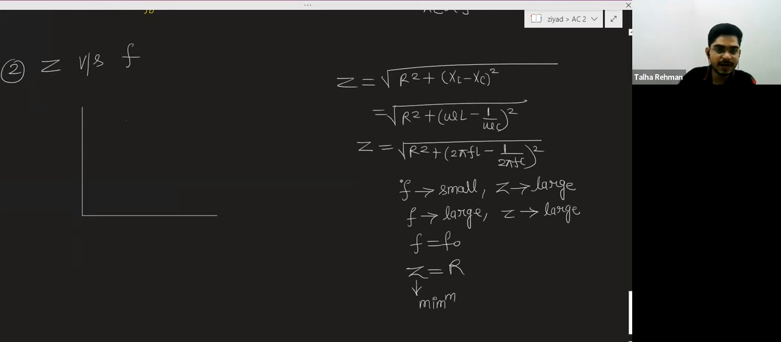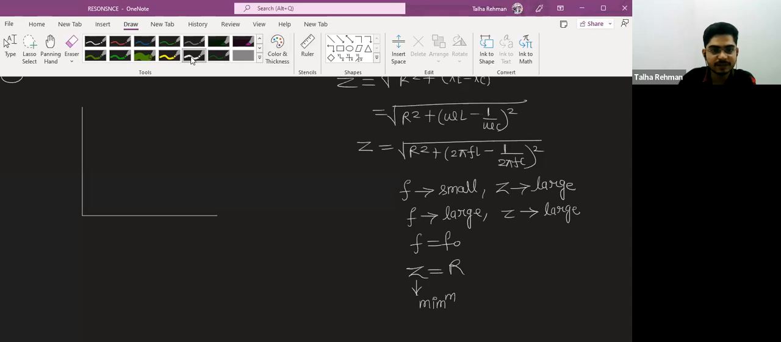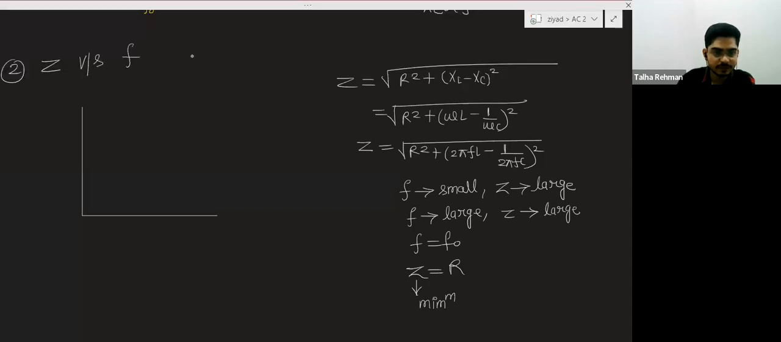So basically the graph will be like this. Here will be a point where the impedance of the circuit will be minimum. That will be R. Here it becomes R, and this will be the resonant frequency. This is the graph.